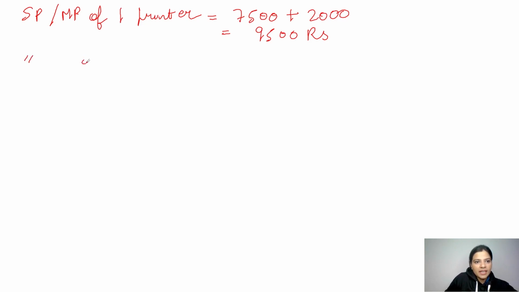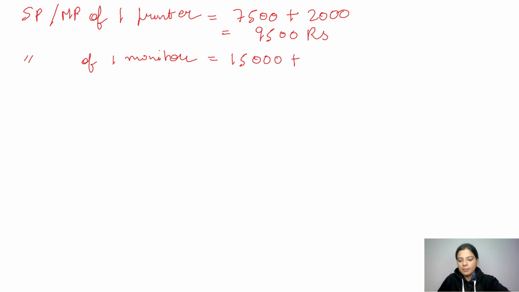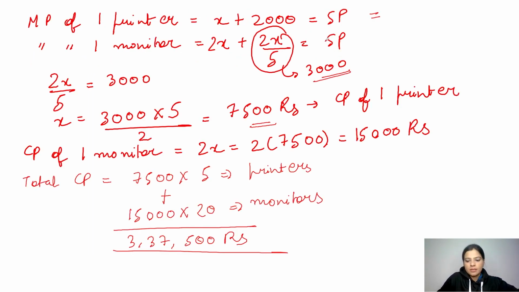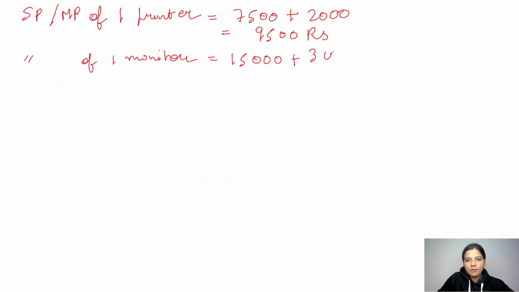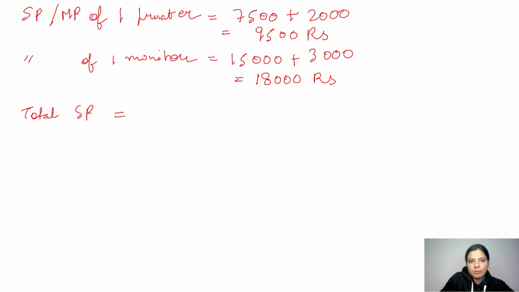And in a similar way, SP or MP of one monitor is nothing but 15,000, that is 2x, plus 20% of this, that was 3,000. So plus 3,000, that is 18,000. So we have the SPs of one printer and one monitor. So we can write down the equation of total SP now. For total SP, let's first find out what will be the SP of how many printers?